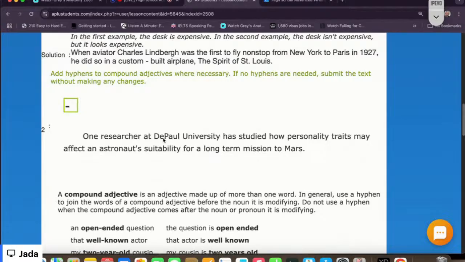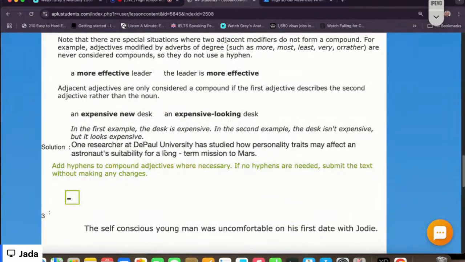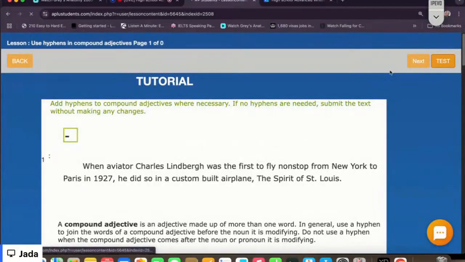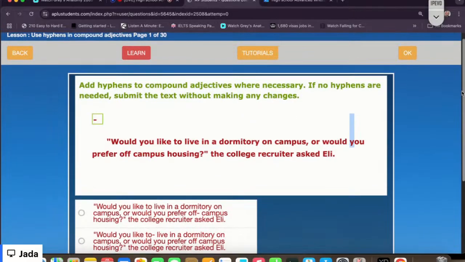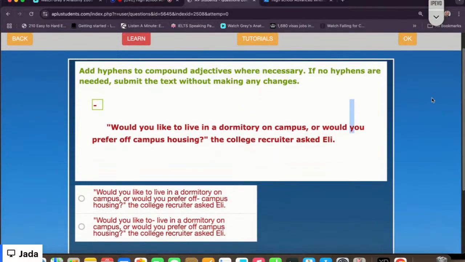So we have a researcher at DePaul University has studied how personality traits may affect an astronaut's suitability for a long-term mission to Mars. So we have what? Long term, we put a hyphen in between that. Okay, so let's go to the test. Share your answers with me. So you add your hyphen if it's necessary, but if it's not, then you just omit it from the text. Okay.